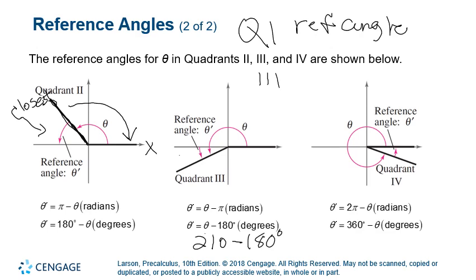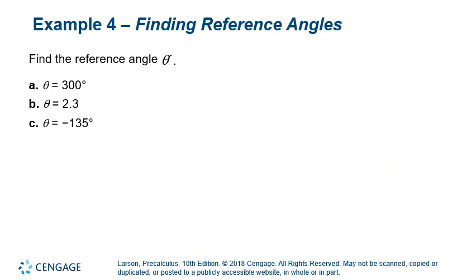Over here in the fourth quadrant, let's label that. The closest horizontal axis is the positive x-axis. So here, let's say you had a theta of 300, your reference angle would be 360 minus 300, or 60 degrees. So here, we just did that example. We would say 360 minus 300, and we're going to see these on the next couple slides, the solutions.